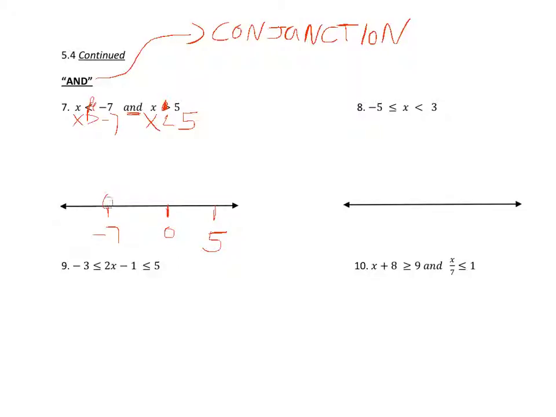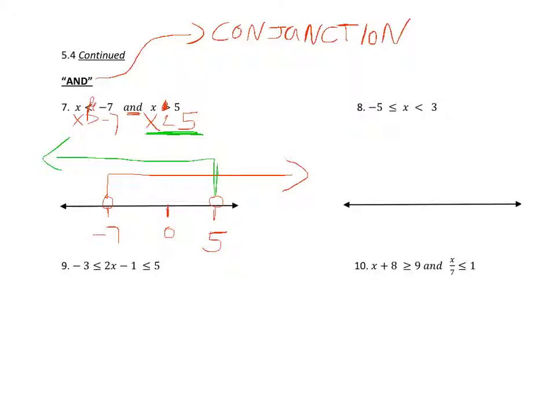So I want to put open circles on each. Now, I have to meet both criteria. I have x is greater than negative 7, so this would go all the way to the right. I'm going to put this next one in a different color. Let's put it in green. Good old Seneca green. Now this, I have x is less than 5, so I would put this right here. I would go everywhere to the left.